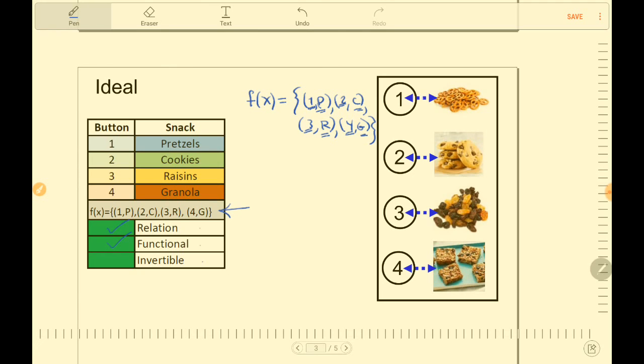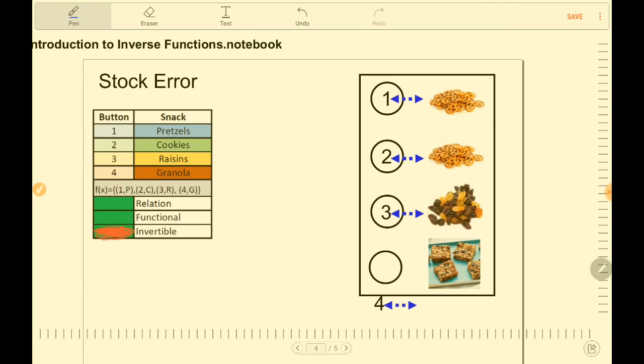So each snack is coordinated to one and only one input, or one button that you would push to get a snack. So it is all three. It is a relation that is functional and invertible. The number 1 or the number 2 will definitely give me pretzels. So either way, as a user, I know for sure how to get pretzels from either one of these.